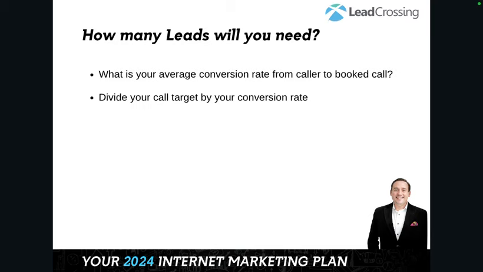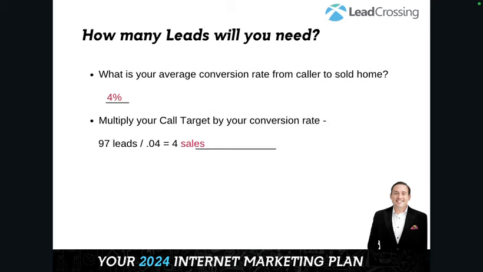When you look at the calls that come in, the leads that come into your community, what is your conversion rate to take it from a lead to a sold home? Divide your call target by your conversion rate, and then you'll start to get an idea of how many leads you will need to hit your goal. So let's say, for example, that you've got a 4% conversion rate. 4% of your leads end up purchasing.